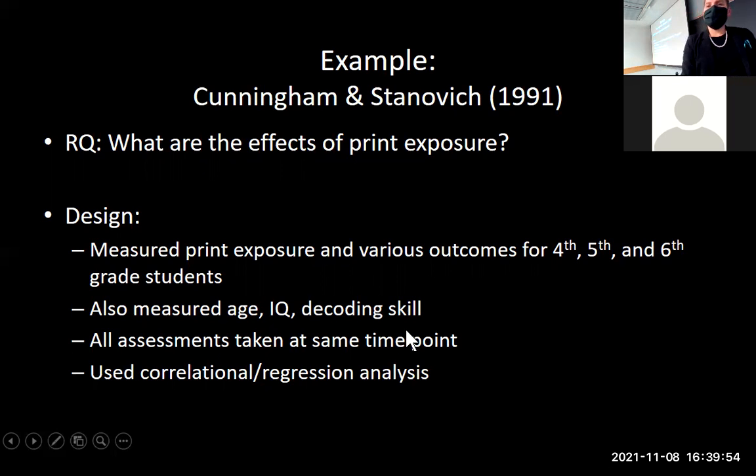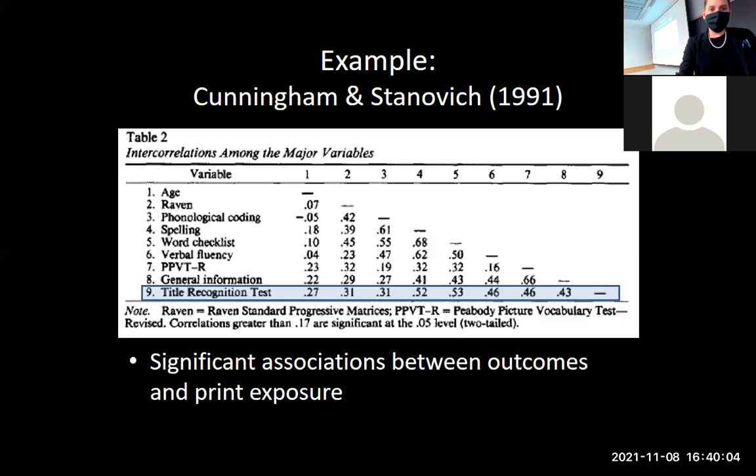So they've taken all of these assessments at one time point, either in 4th, 5th, or 6th grade, and they're using a correlational, a GLM, a regression analysis. And here are their results. They have a correlation table here. The way that they measured print exposure is actually kind of cool. What they did is something called a title recognition test. The idea is they gave kids names of like 25 or 30 books. Some of them were real and some of them were fake. And they asked them to pick the real ones that you have read.